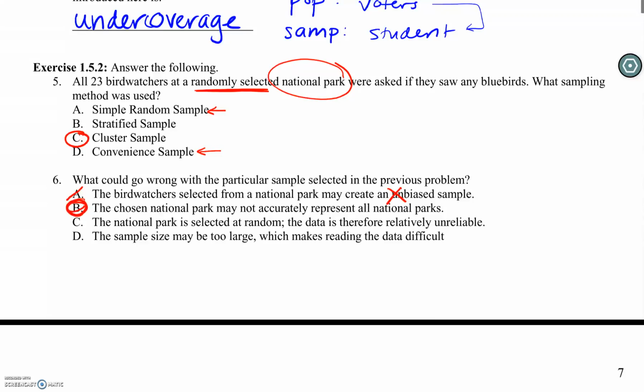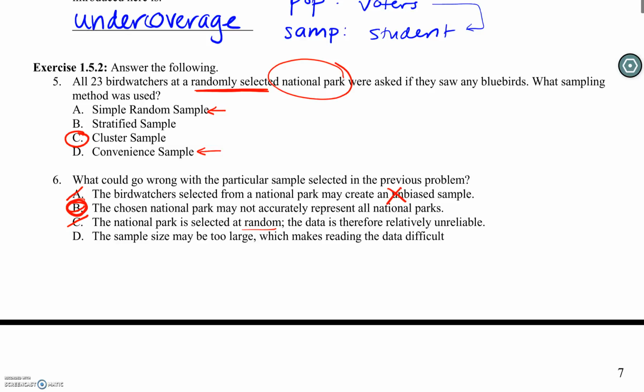I don't know where bluebirds are found, but if you're in a part of the country where there aren't bluebirds, this would be a really silly survey. C, the national park is selected at random, therefore the data is relatively unreliable. Again, we have a problem here. Random is good, right? So we have an issue. This part is correct. The back half is incorrect. So I could see students choosing it.